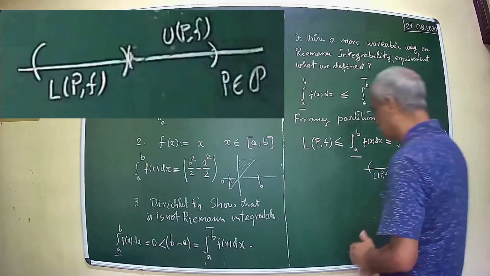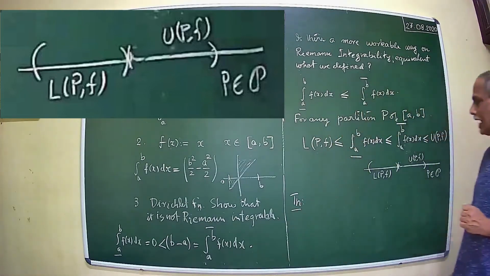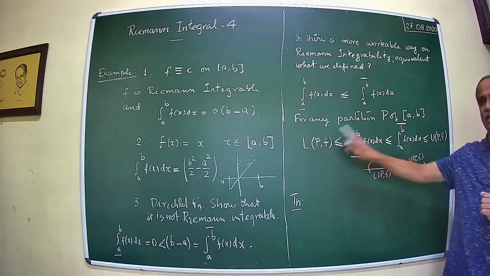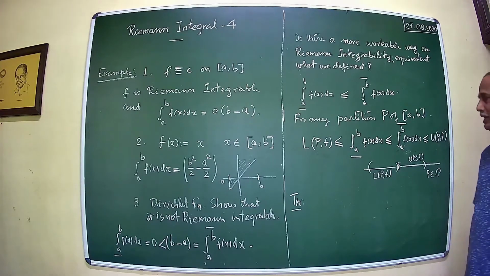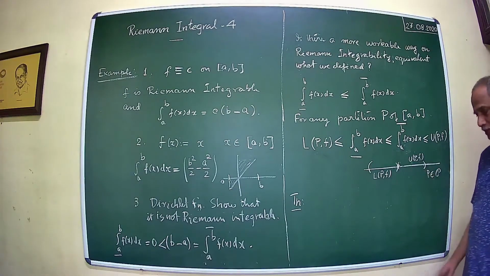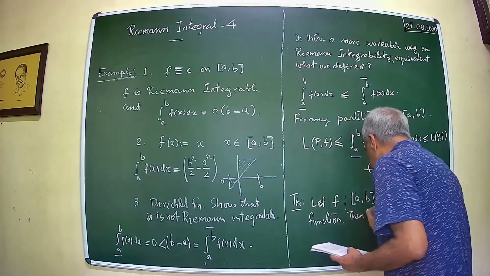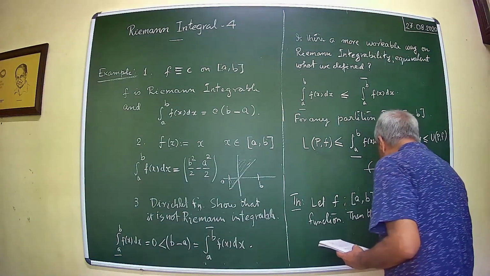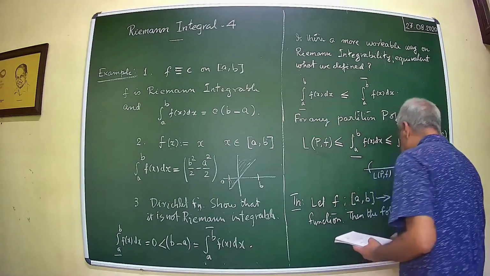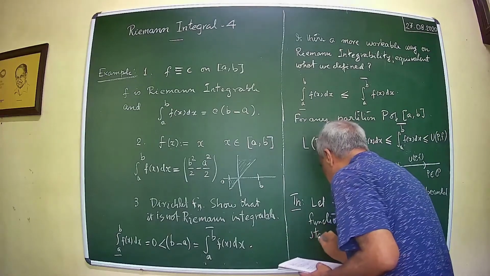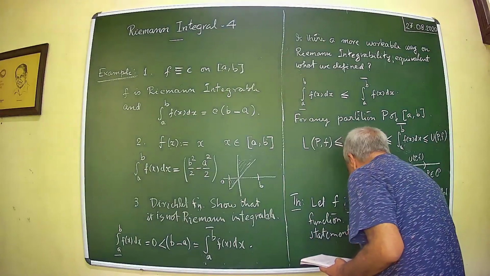So let us write down the theorem. Because it simplifies your task, because you need to calculate only L(P, f) and U(P, f), which is just working on what are called step functions. Okay, so let us write. The following statements are equivalent.